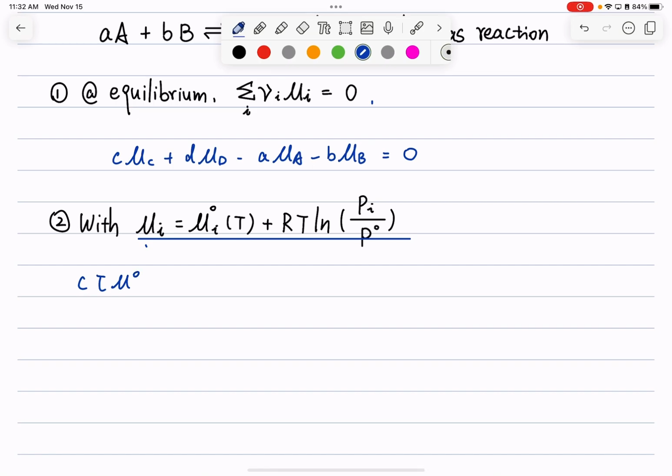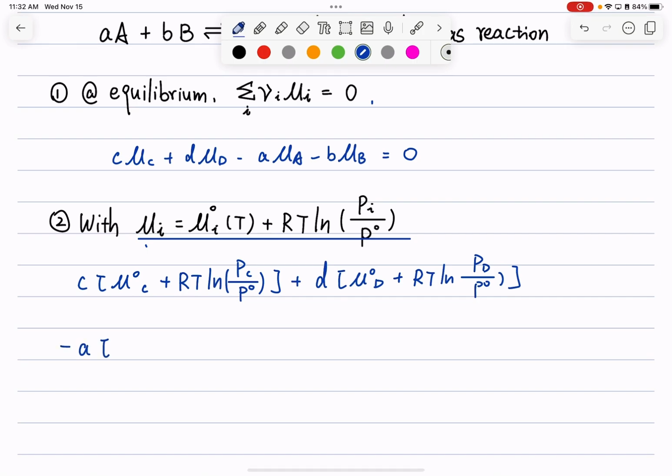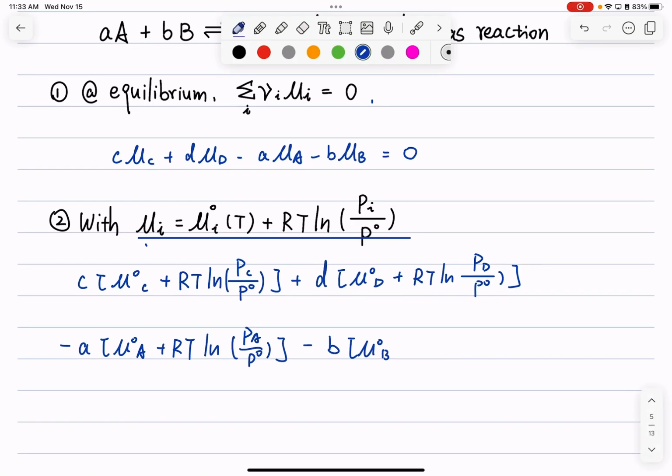So you have C times mu naught of C plus RT ln PC over P naught, plus D times mu naught of D plus RT ln PD over P naught, minus A times mu naught A plus RT ln PA over P naught, minus B times mu naught B plus RT ln PB over P naught. And this whole thing goes to 0. Nothing special, we're just writing out the expression for the chemical potential.